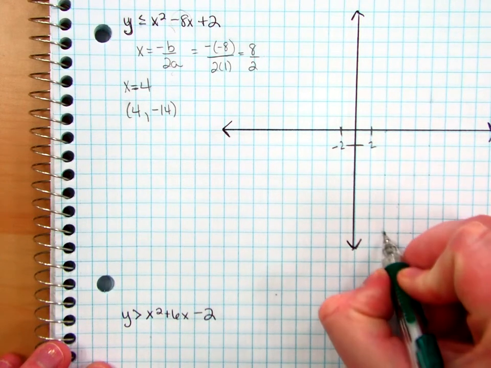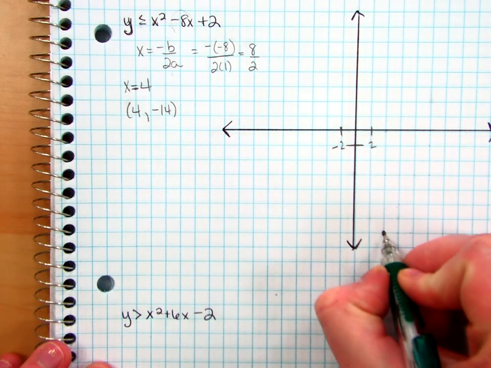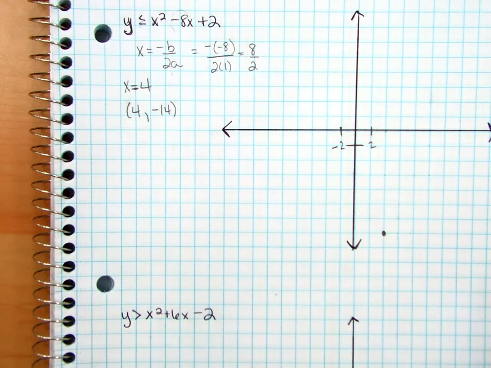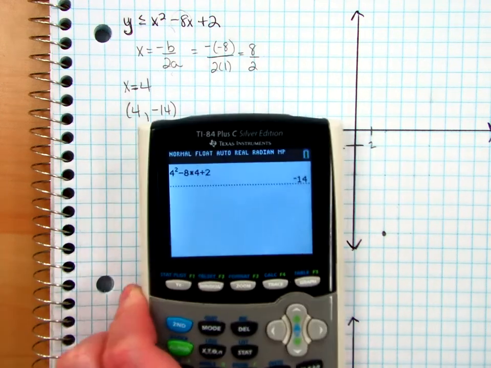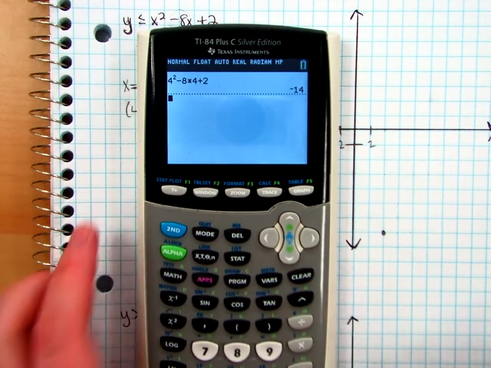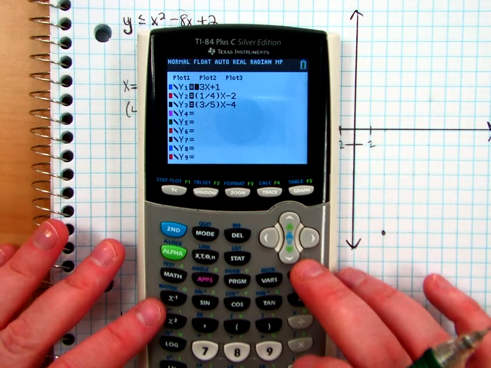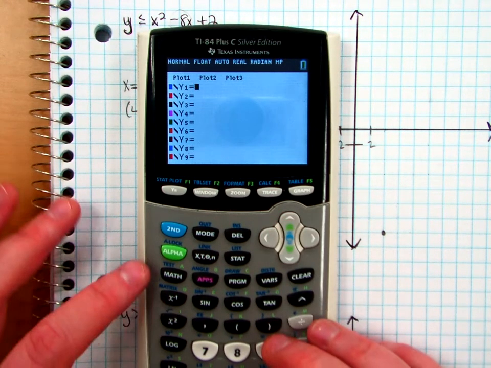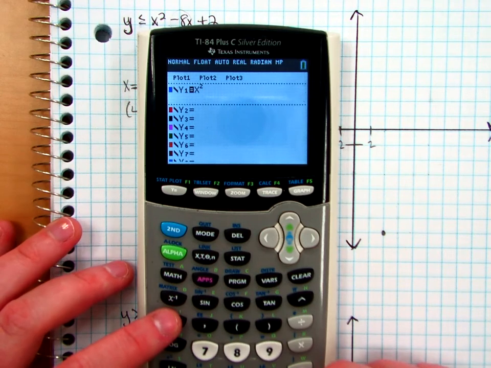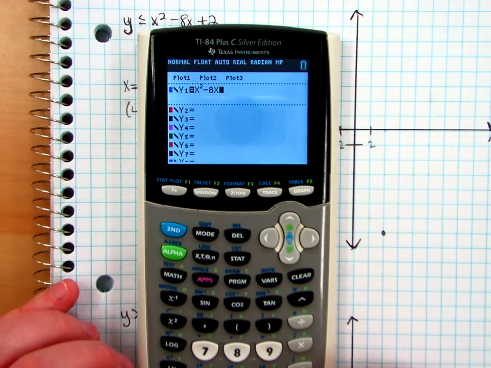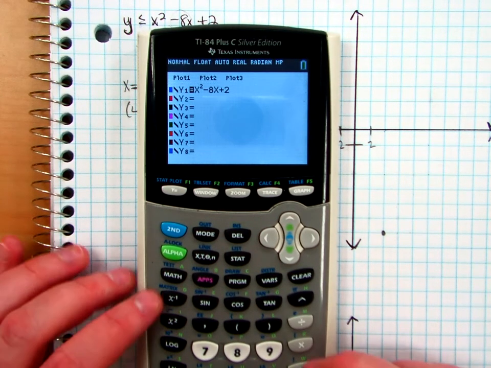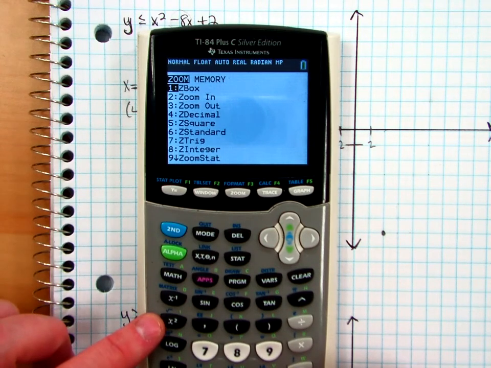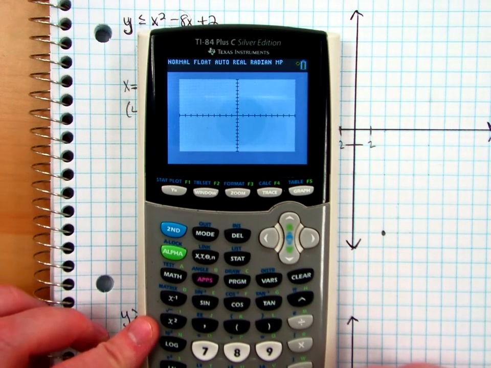The bottom point of 4, negative 14 is down here, and then I'm going to calculate out my zeros on my calculator. If you don't remember how to do that, I'm going to show you right now. So here's my calculator. I'm going to go y equals, clear everything out, and type in my equation of x squared minus 8x plus 2.